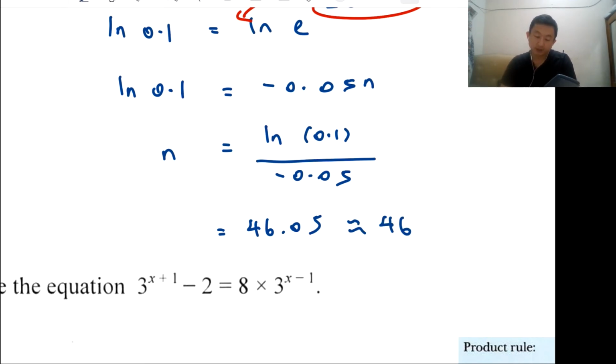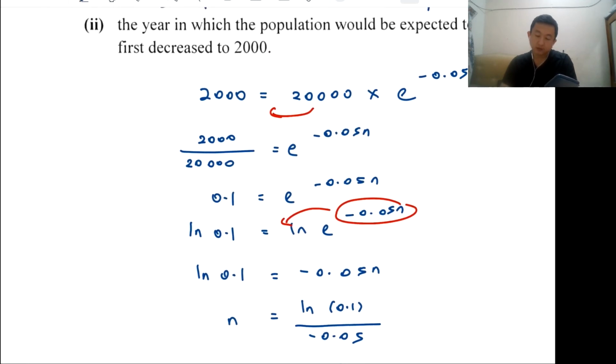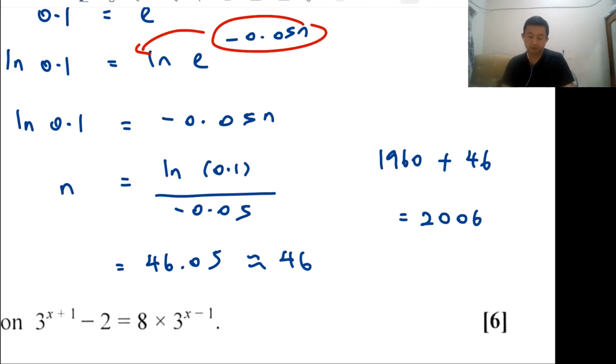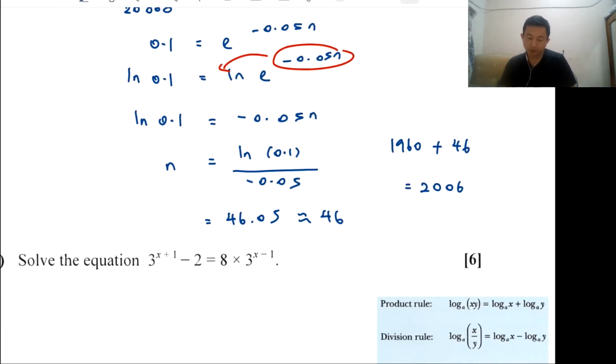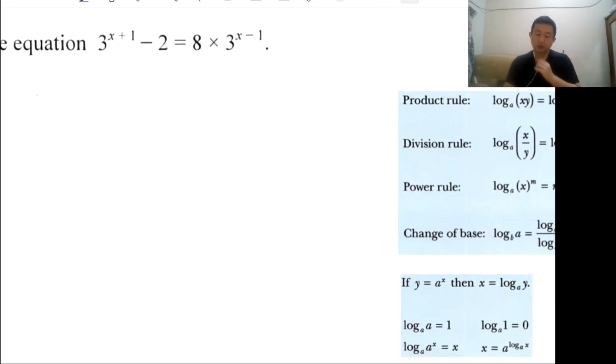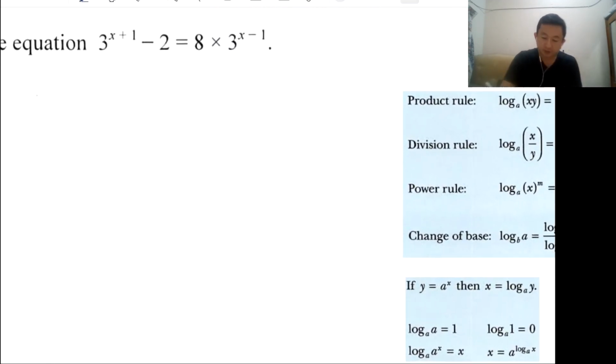So in which year? Okay, so we have 1960 plus 46, 2006. Okay, that will be the answer. Now we solve the last question. Again, you look at this one.